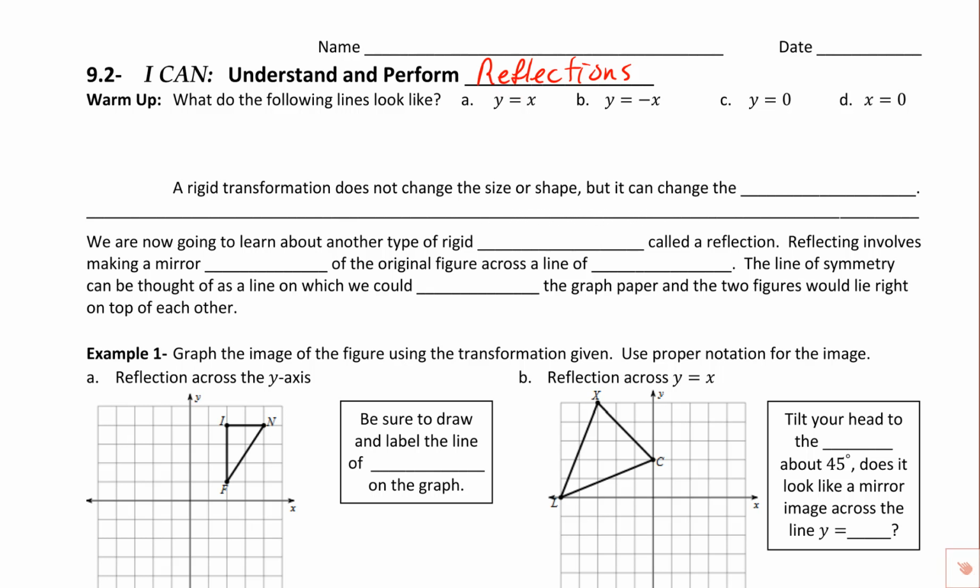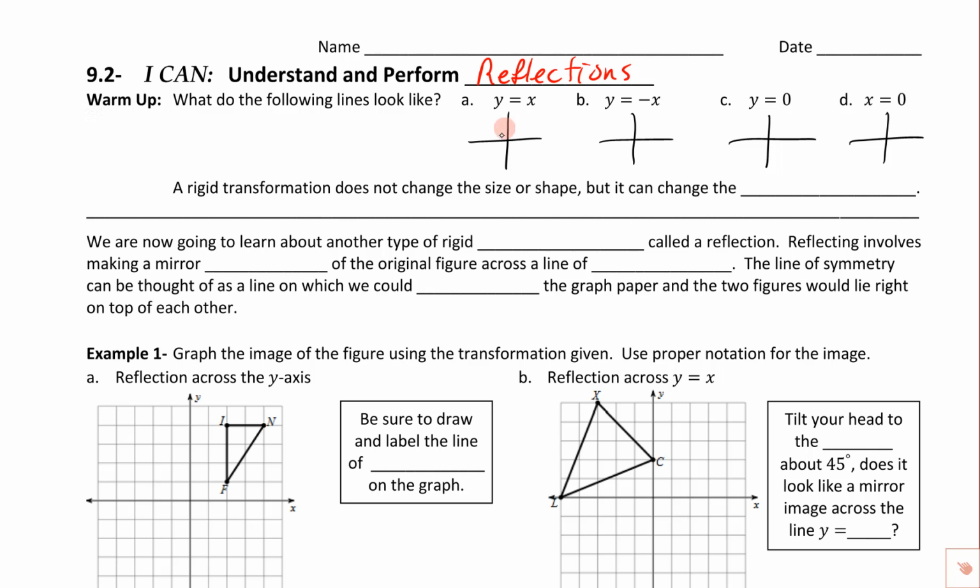But first we're gonna do the warm-up question. So the warm-up question is, what do the following lines look like? Y equals x, y equals negative x, y equals 0, and x equals 0. So I'm going to draw a little xy plane on each one of these, and we're going to figure out what these look like. So I'm going to come back here in red.